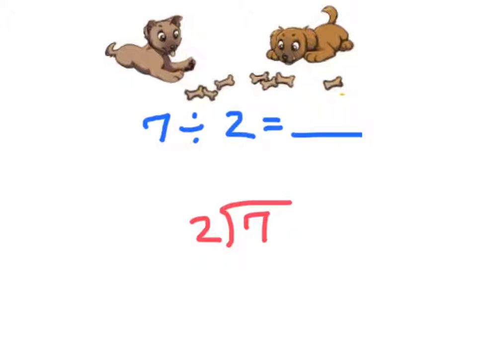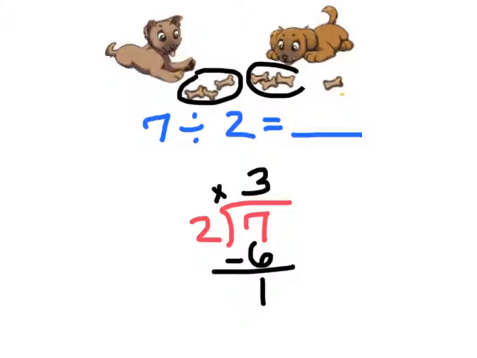Our basic facts tell us that to get as close to 7 as we can would be 3. 3 times 2 equals 6. 7 minus 6 equals 1. Therefore, to divide these bones equally, each puppy will get 3, and there will be 1 left over. We call that a remainder of 1.